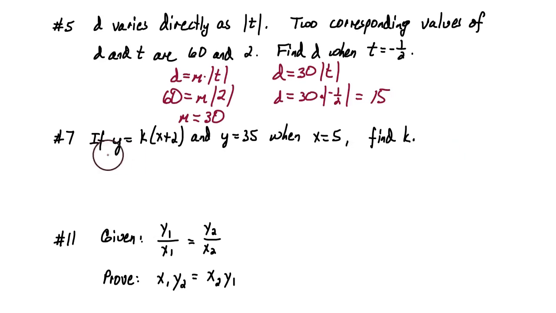Number 7, we're given an equation, and we're given a value of y and a value of x, and asked to find k. So let's make the substitutions. In place of x, fill in 5. Now let's solve for k. 5 plus 2 is 7, and 5 times 7 would be 35, so k has to be equal to 5.